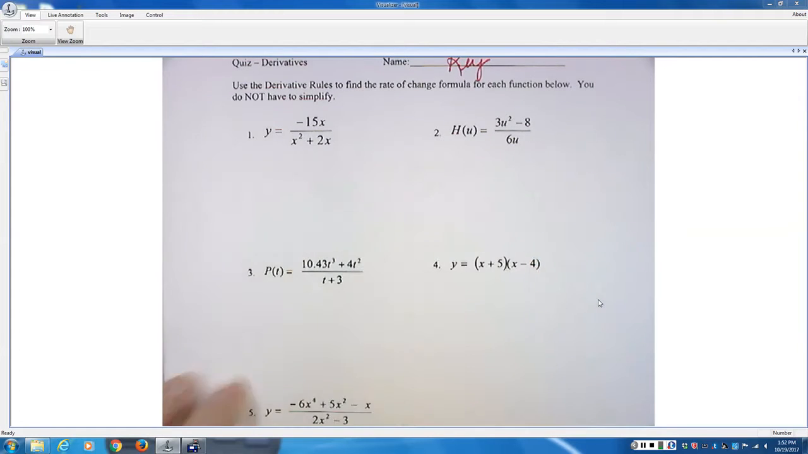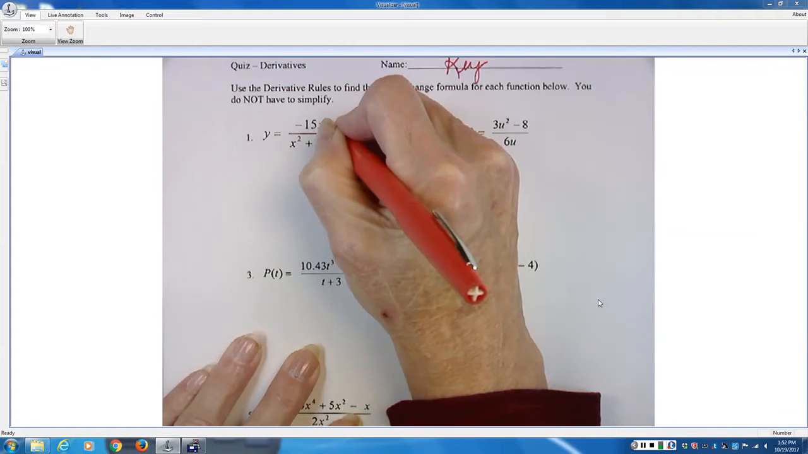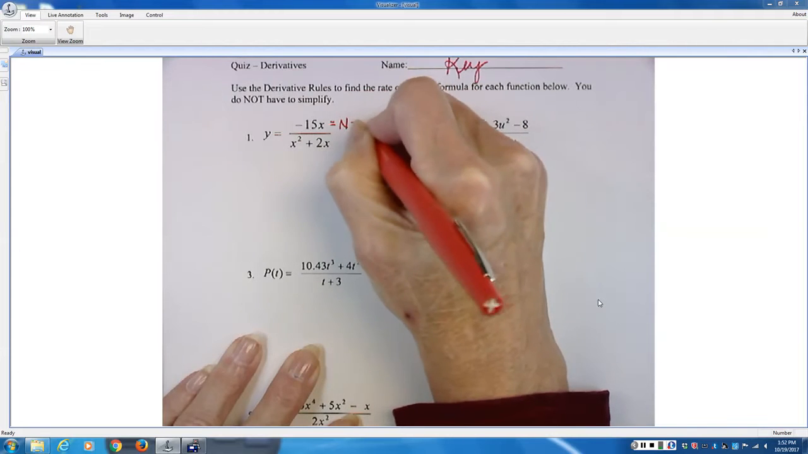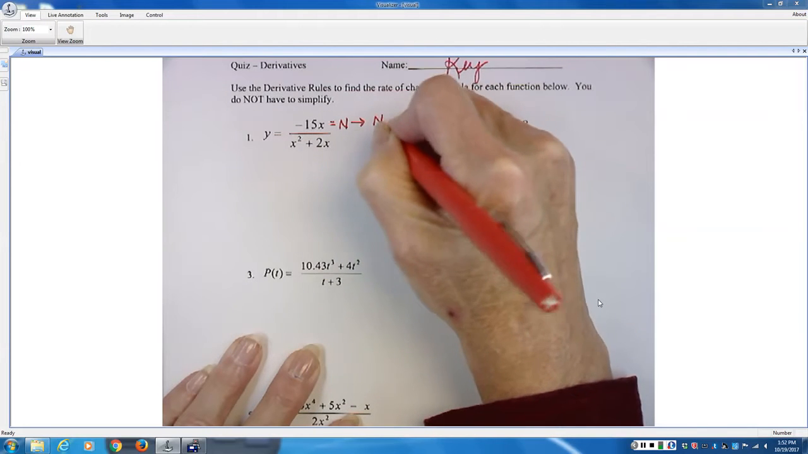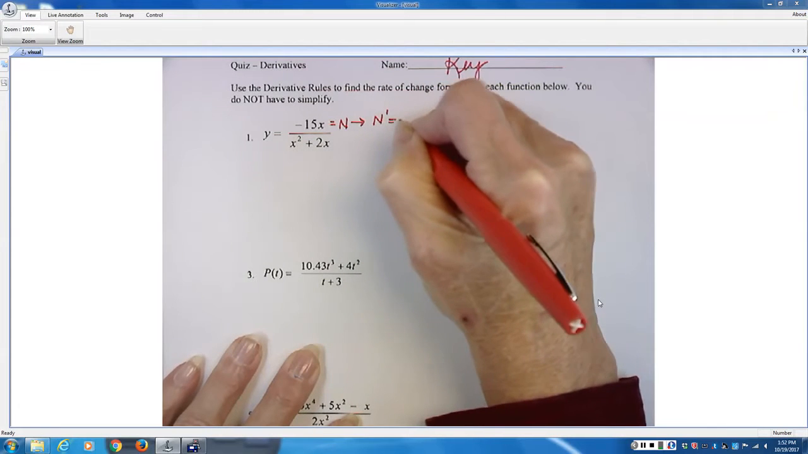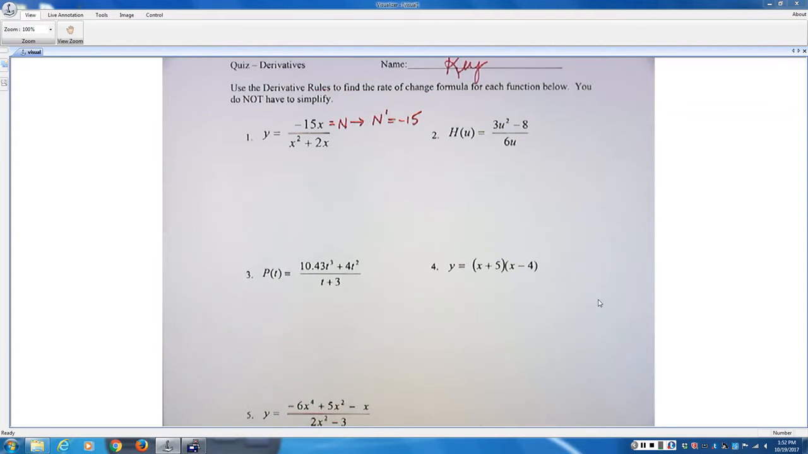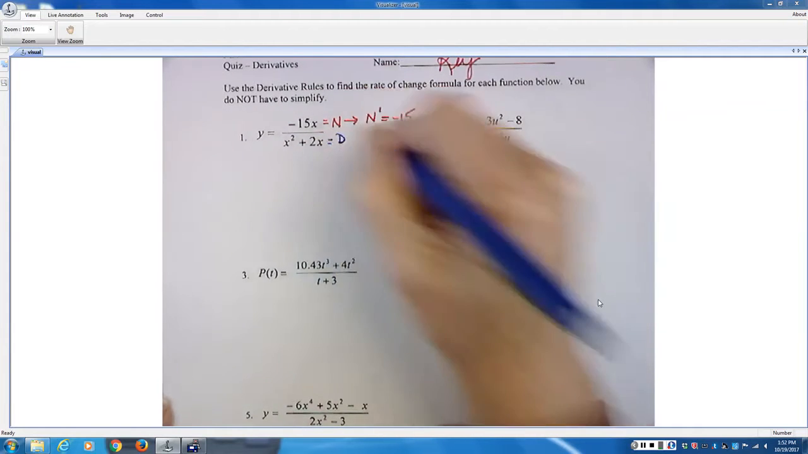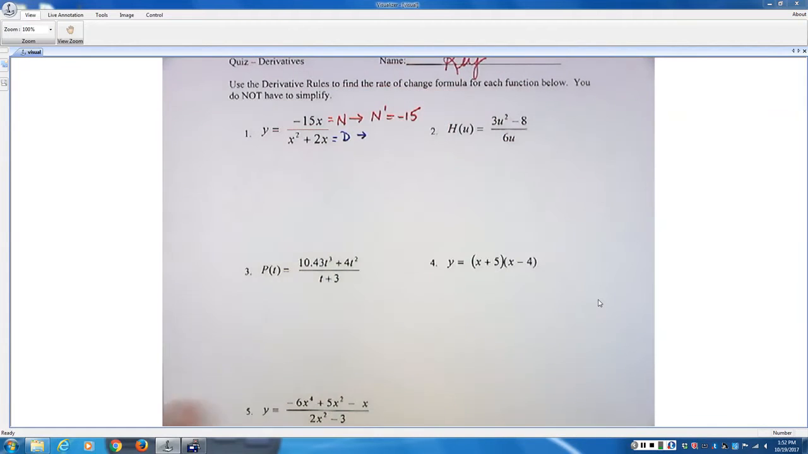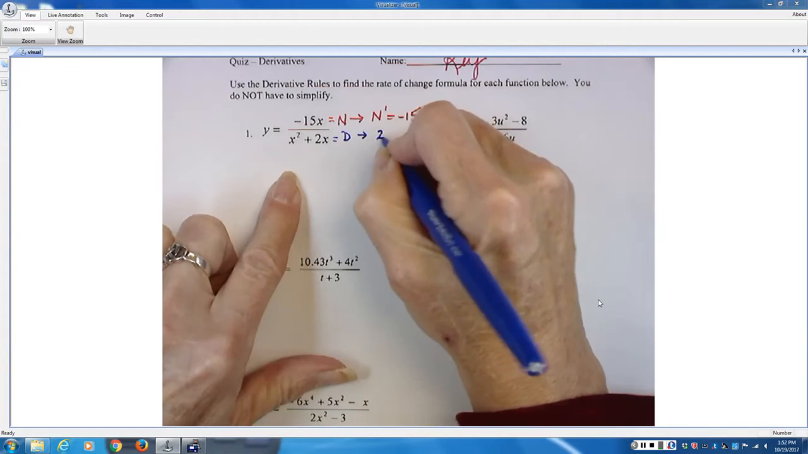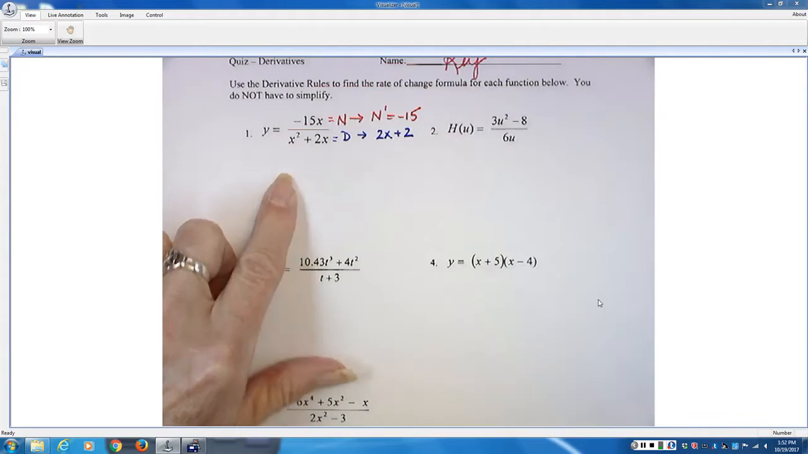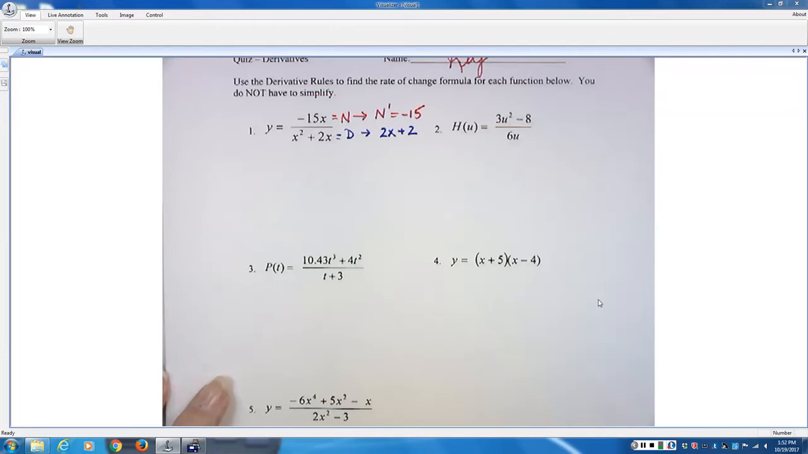The way that this works is that you have your numerator and you take its derivative, which in this case would be negative 15. And you have a denominator, so you take its derivative, and its derivative would be 2x plus 2. And then you always lead off with the denominator for y prime. Y prime being your derivative.